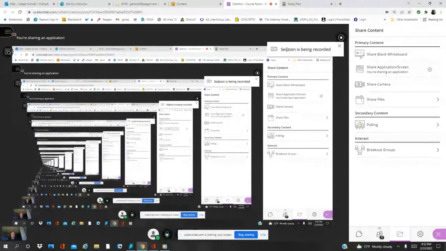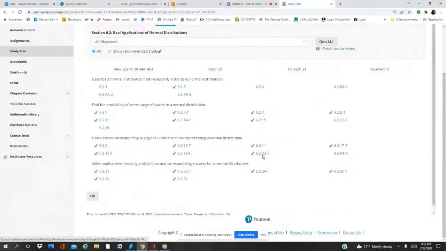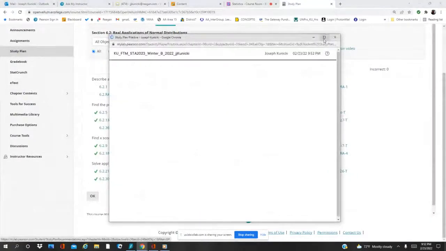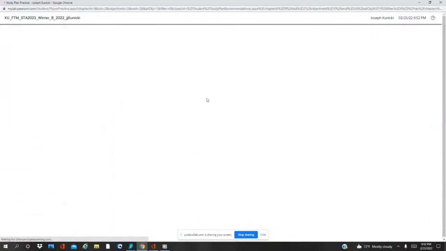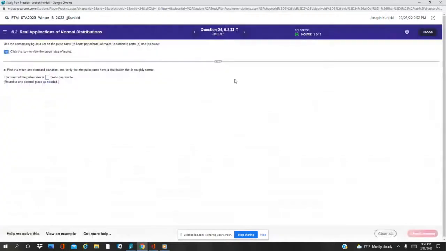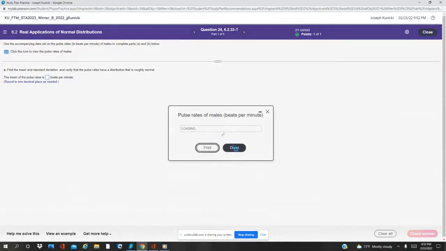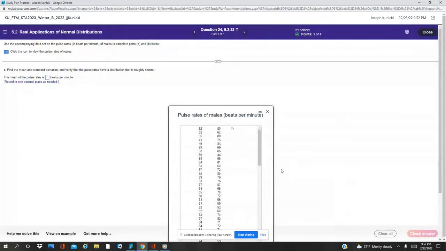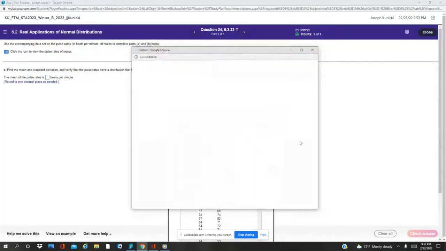Okay, let's try problem 6.2.33t. Open it up. This will have different numbers than the one you requested from, or the one you worked on from home. All right, so let's open up the data in StatCrunch. Double rectangles, open in StatCrunch.